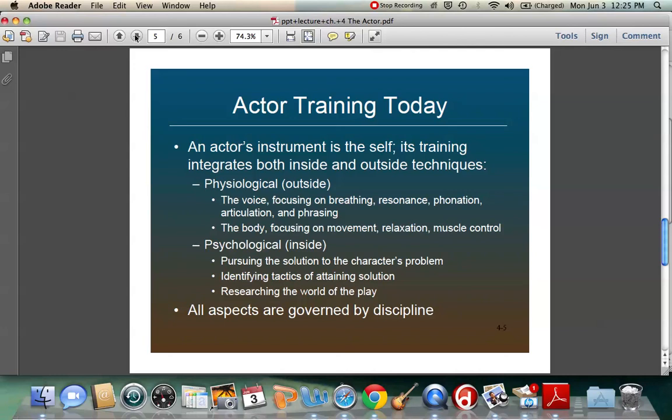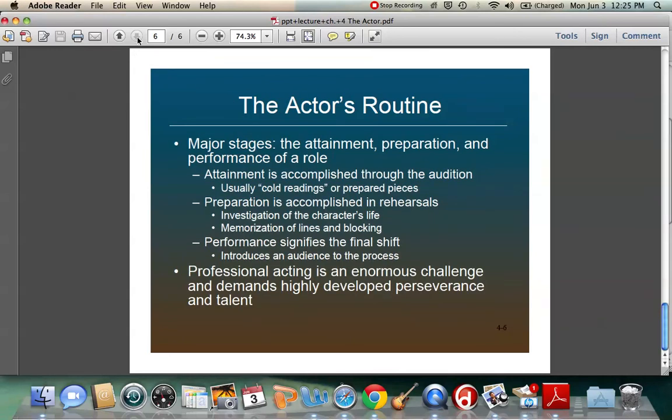And all of this is governed by the discipline of studying the acting and how to do it, and of course how to control it so that it's not actually hurting somebody that you're slapping in the face. So let's talk about the actor's routine. The major stages are the attainment, the preparation, and the performance of a role.